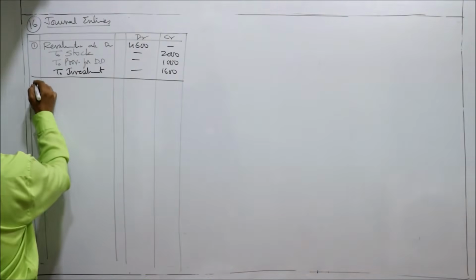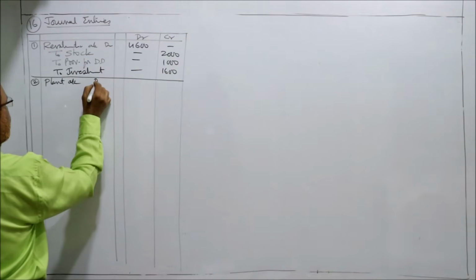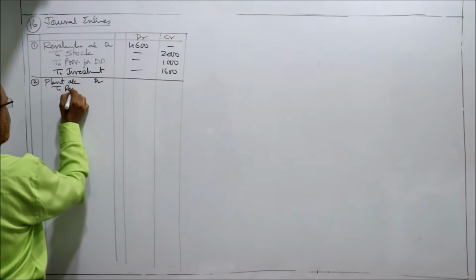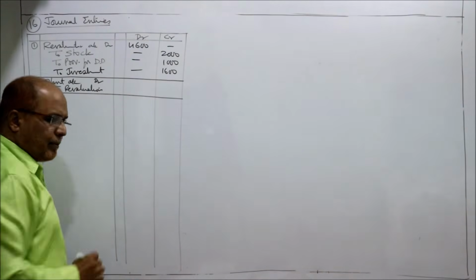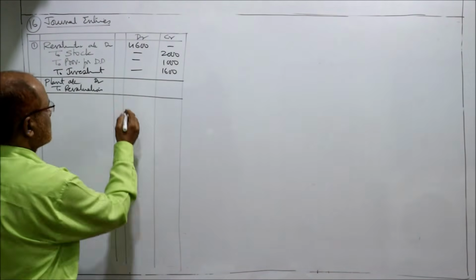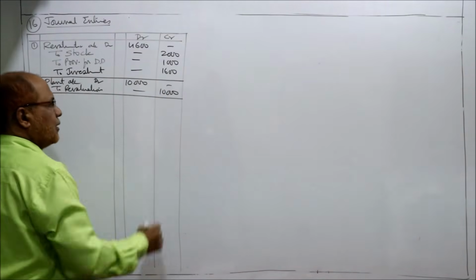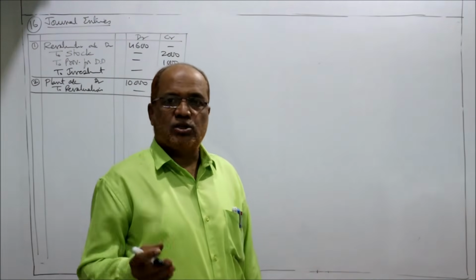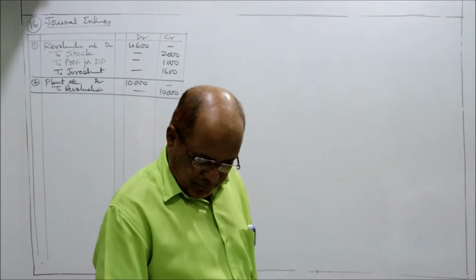Then second entry, plant account debit to revaluation 10,000. The value of plant has been increased. So plant account debit to revaluation, being the plant value increased.